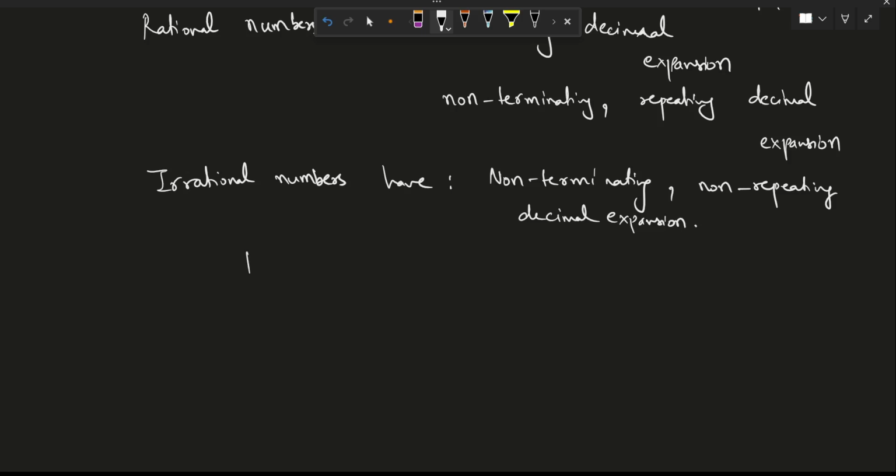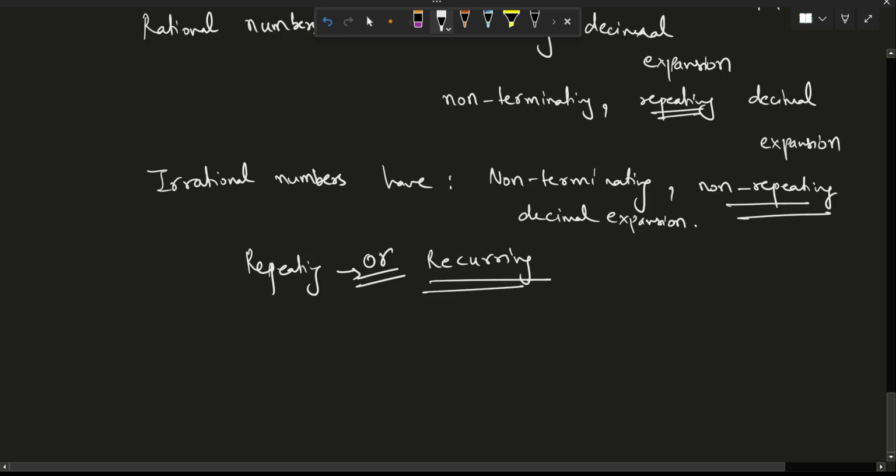So this repeating term I can also use, instead of repeating we can also use recurring. So you can use repeating, non-repeating, or recurring and non-recurring. That's the decimal expansion for rational and irrational numbers. Now let's talk about a few things.